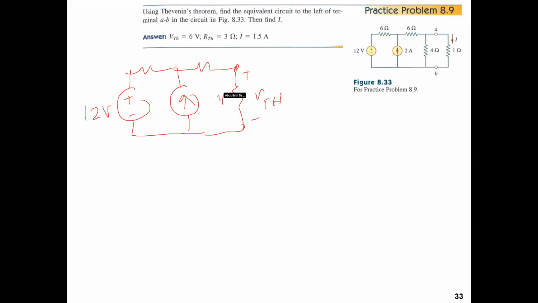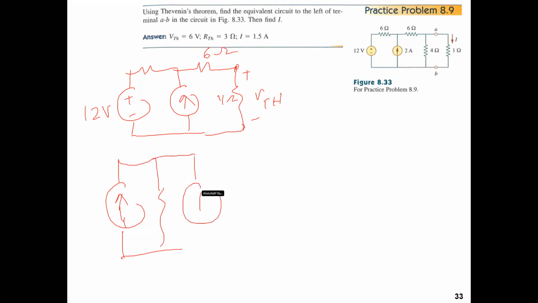Okay, this is a 4, this is 6 here. Okay, so we could transfer, so we could have like one loop. Okay, we could have a current source, convert this to a current source. And then we have the existing current source, which is 2A.